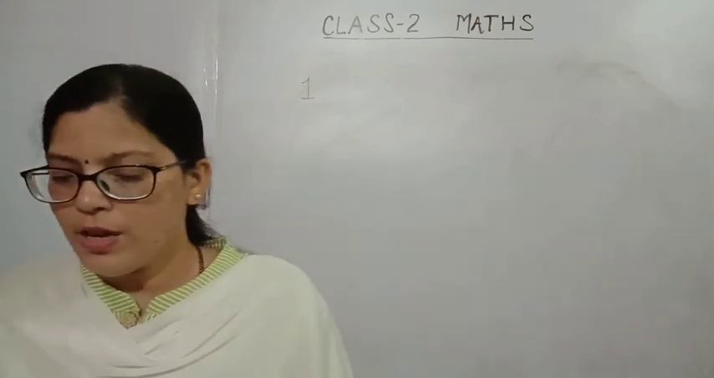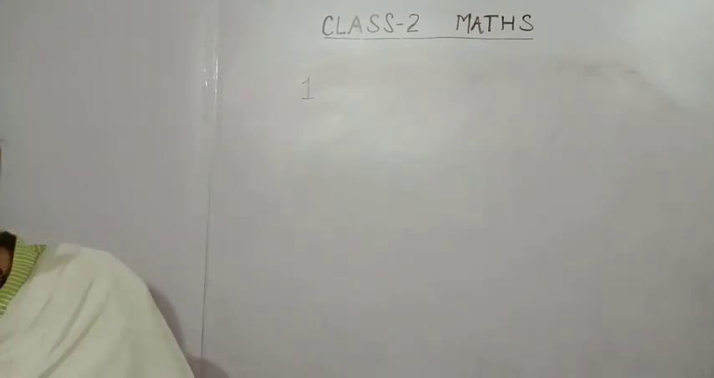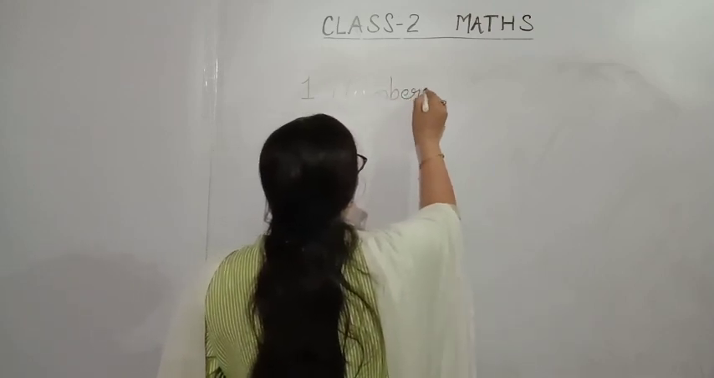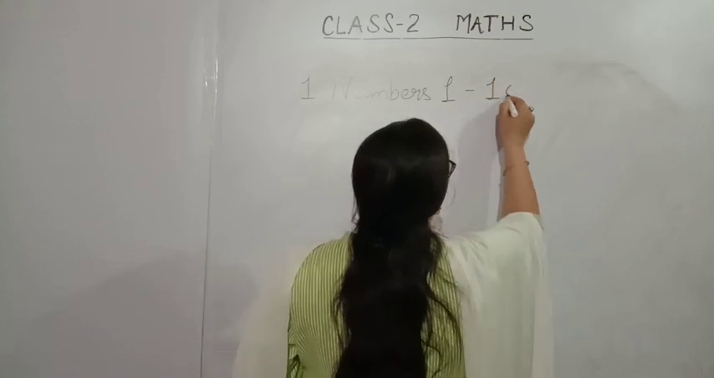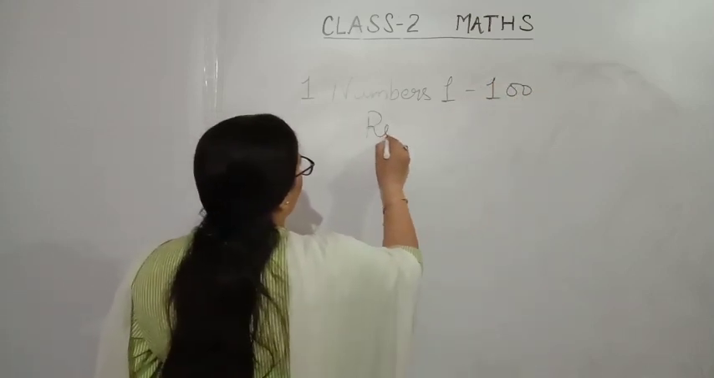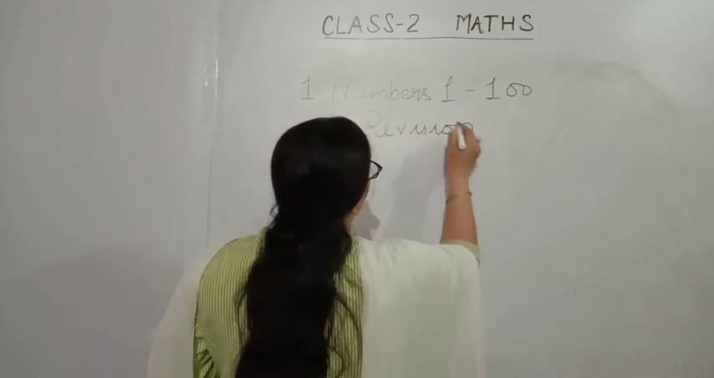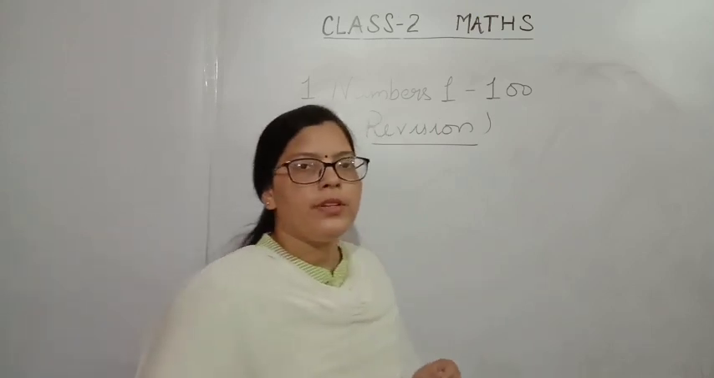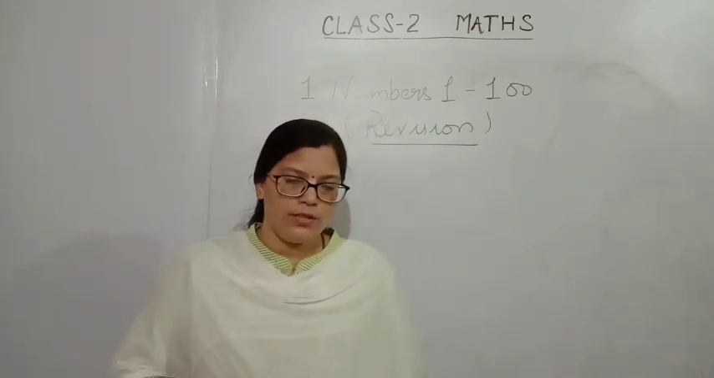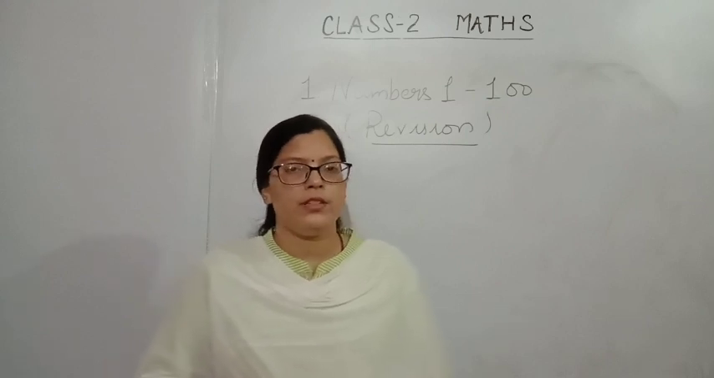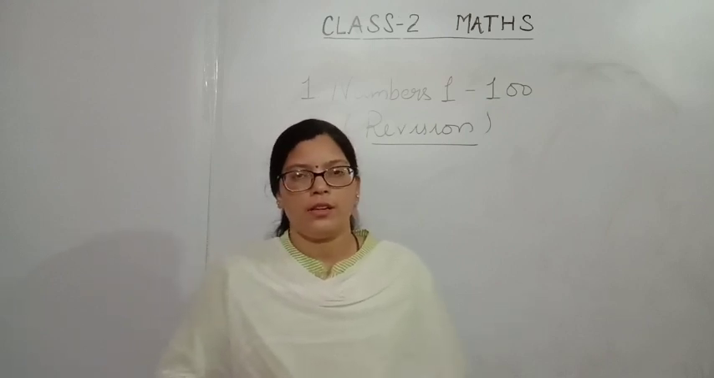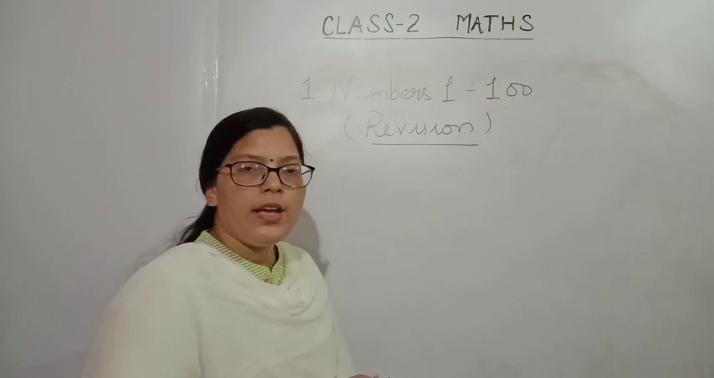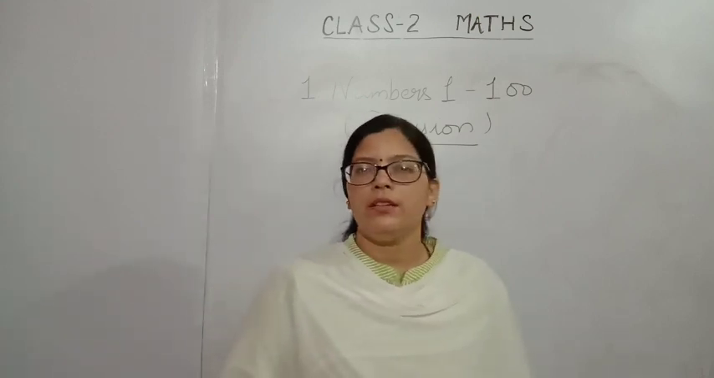Numbers from 1 to 100, and it is a revision part. Revision means in this chapter we are going to revise the concepts. We are going to solve the exercises which you have already studied in class 1. Okay. So there are some digits with the help of which we form or make the numbers.